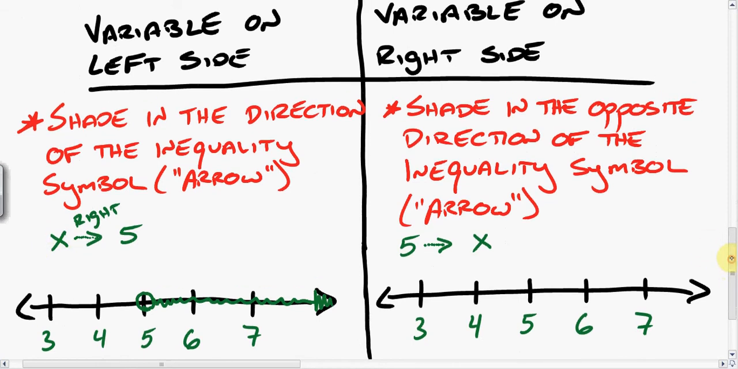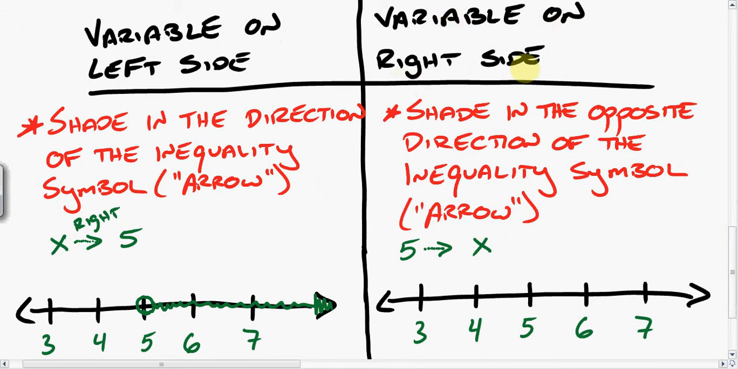So that rule holds true only when the variable is on the left side of the inequality symbol. But you're going to see sometimes your variable is going to end up on the right side. So what do you do? You shade in the opposite direction of the inequality symbol, the opposite direction of what our arrow is pointing. So here we've got 5 is greater than x. I'm still going to have an open circle here at 5. If I were to shade right, that would be incorrect, because let's plug in 6. Is 5 greater than 6? No. Is 5 greater than 7? No. So we know we don't want to shade right, we want to shade left, the opposite direction of what that arrow is telling us to do.